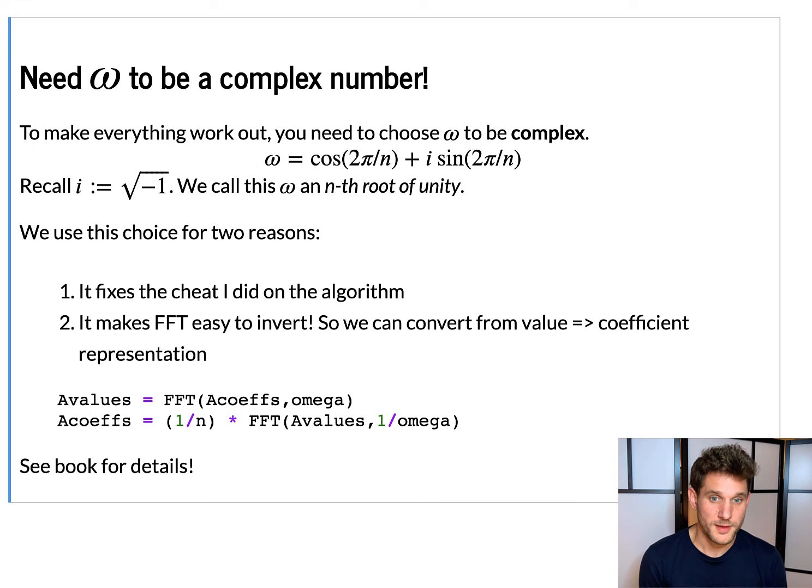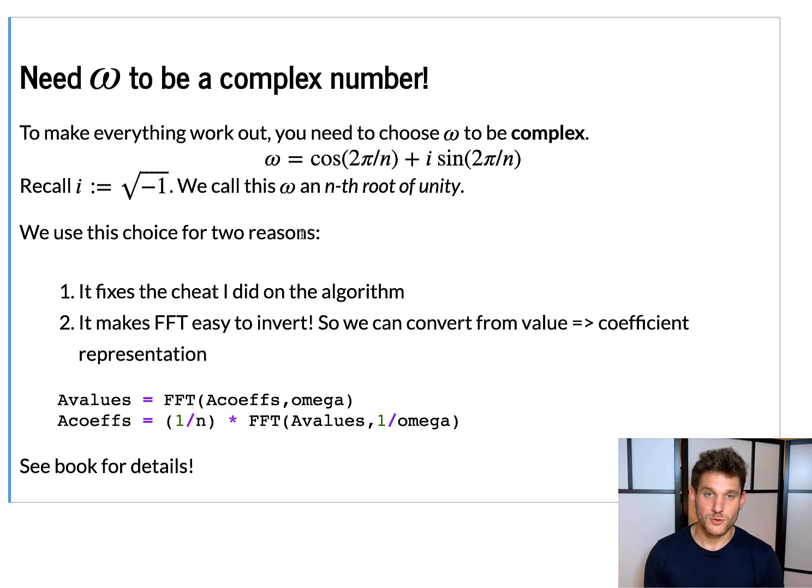What was I sweeping under the rug there? It turns out that to make this algorithm work well and efficiently, you actually need to pick omega to be what's called a complex root of unity. It's defined this way. Omega is going to be this complex number. You'll notice in this complex number, I have the number i here. What is i? That's the square root of -1, the imaginary number. We call this an nth root of unity because if you take omega to the n, you end up getting 1. This is called an nth root of 1. Unity here means 1.